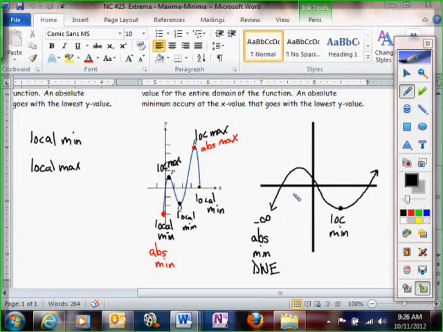Now when I'm looking for the local maximum, I can see that in this area, this is the highest point, so this is a local max. But when I'm looking for the absolute max, I can see this arrow indicates that I'm continuing in the positive infinity direction. And so the absolute maximum does not exist.